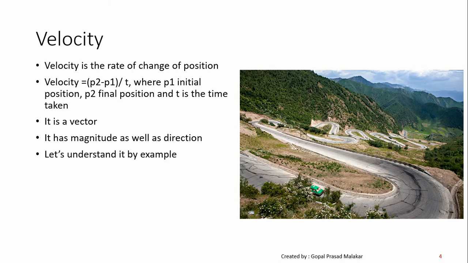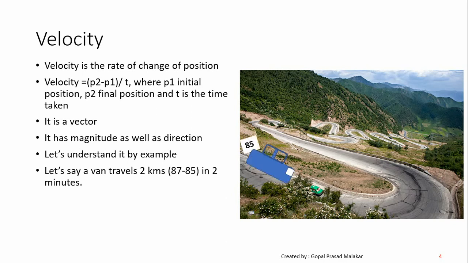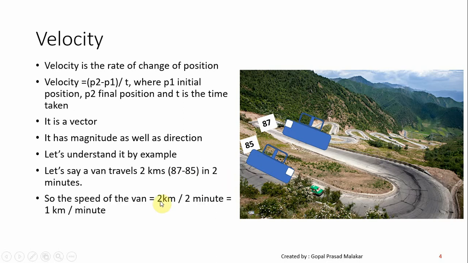So essentially, let's see an example. Here is a van. Here the milestone says 85. In another 2 minutes it goes and reaches here, where the milestone reads 87. Now the question comes, what is the speed? If you look at it, the van traveled 2 kilometers in 2 minutes. So you can say the speed is 1 kilometer per minute. So every minute it is traveling 1 kilometer.